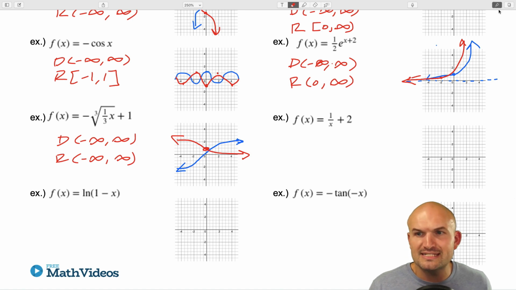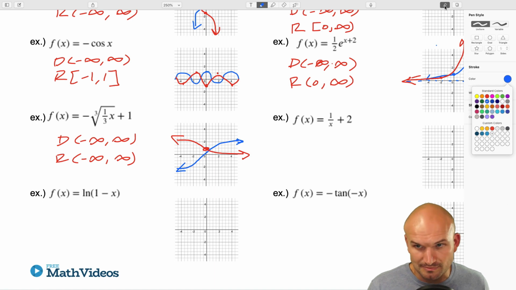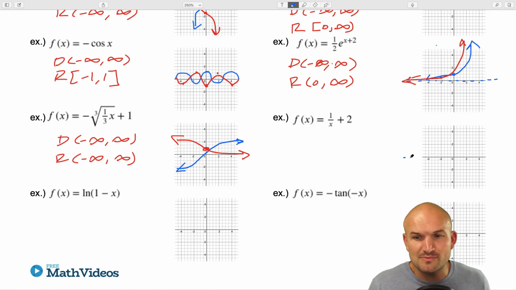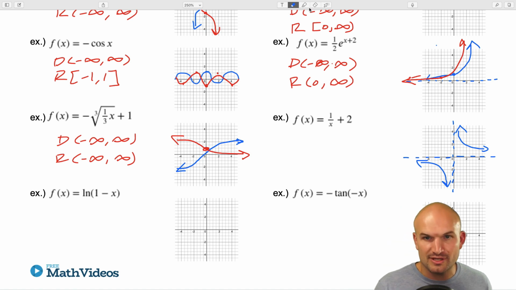The next graph is the reciprocal function. And remember, the reciprocal function is going to have 2 asymptotes. You're going to have a horizontal asymptote and a vertical asymptote. And then we just have these competing, alternating parabolas against one another. So now you can see that all I'm doing is adding a 2 on the outside of the function. So therefore, I'm just going to shift the graph up 2.